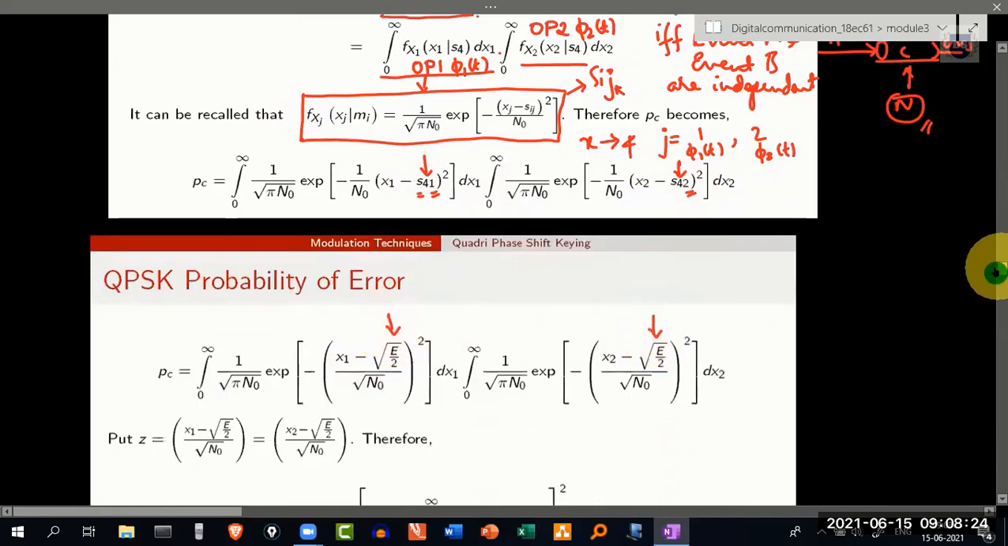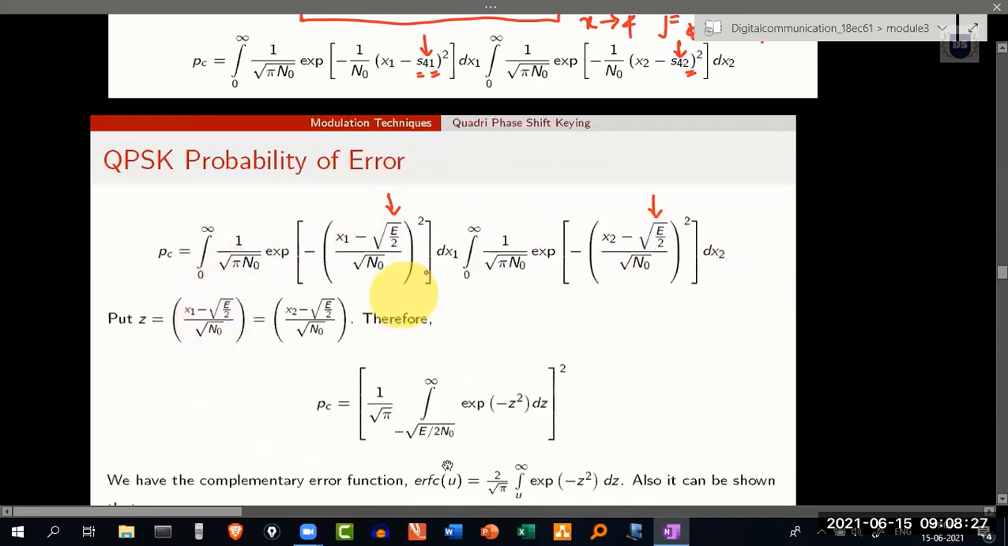So after substitution, this looks like a very big daunting equation, much more complicated than the equation we went through in BPSK. But it's in a similar fashion. So let me make use of a similar substitution method, where z can be thought of as equal to x1 minus square root of E by 2, whole divided by square root of N naught. And again, I can also equate the same variable z onto the other part.